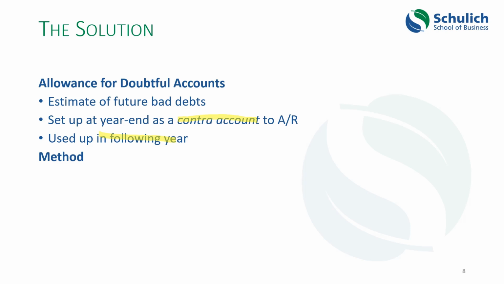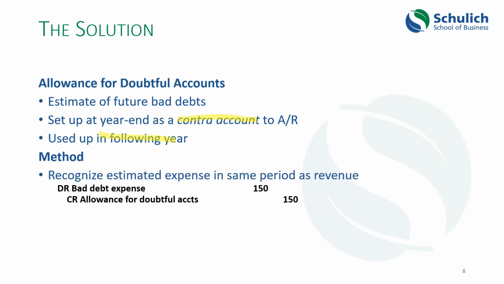The method is fairly straightforward. You recognize the estimated expense in the same period as the revenue. Now, how to do the estimate is something that we're going to cover in a moment. But you end up with a very straightforward journal entry. You have a debit to the bad debts expense for a certain amount, whatever the estimate was, and a credit to the allowance for doubtful accounts.